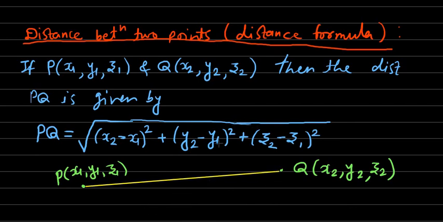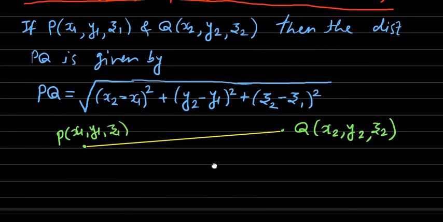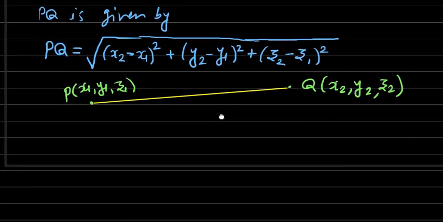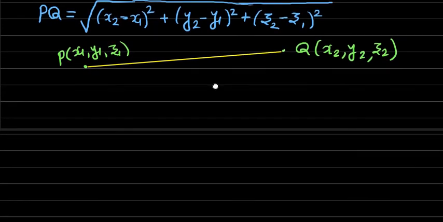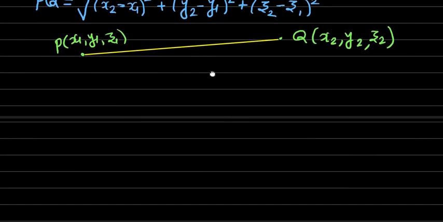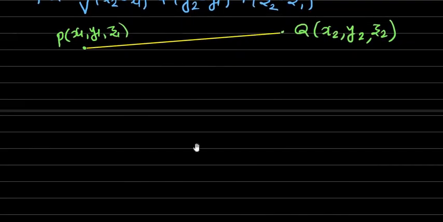Now one special case of this we will discuss, and that special case is, if one of these points is the origin, then what happens. That means the distance of a point from the origin, that we'll see. Suppose we have a point in the space.